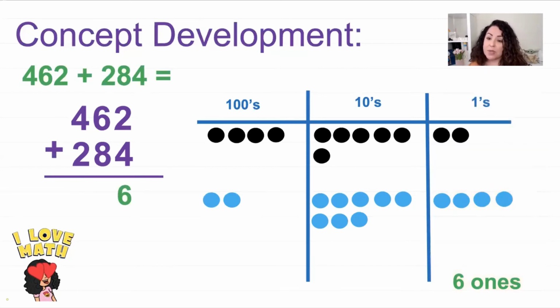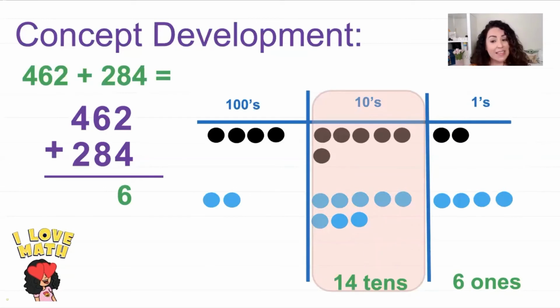Now that we're done with our ones, let's look at the tens. So I have 6 plus 8, and that is equal to 14 tens. Can I make a bundle of 10? Yes, I can. So let's go ahead and circle our tens and send it on over. And there is my new 100 now. So remember, I'm going to go ahead and cross these off because I don't need them anymore.